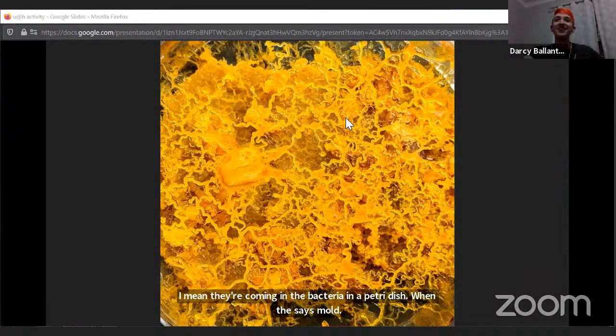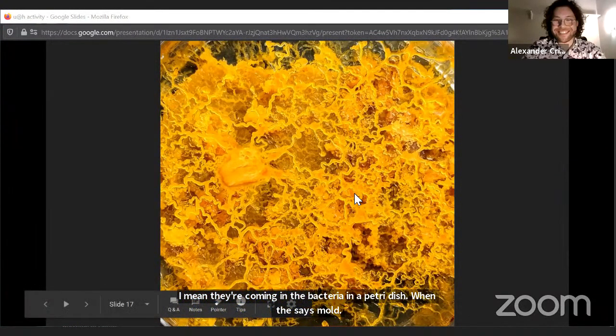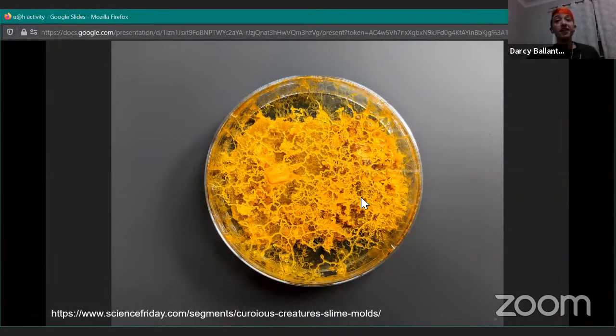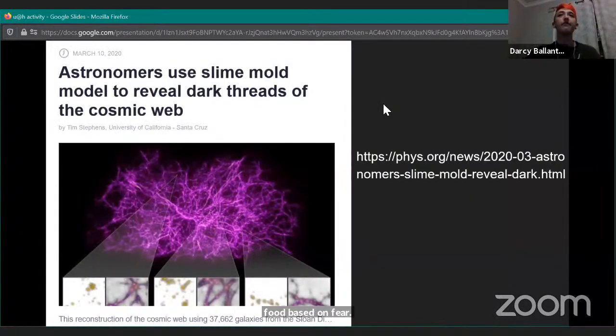That's very Midwestern. This is slime mold, which is, I think, particularly interesting because scientists have noticed the similarities between slime mold and the universe structure and have actually used it to kind of map our universe.